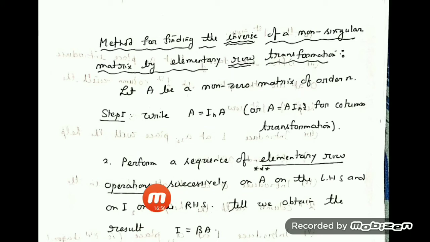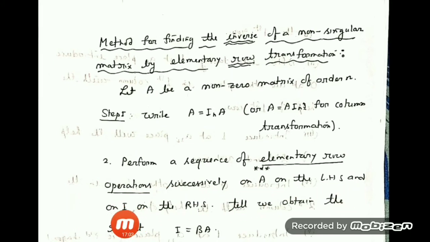Perform a sequence of elementary row transformations successively on A on the LHS and on I on the right hand side till we obtain the result as I is equal to BA. That means you have to apply transformation on A on the left hand side and I on the right hand side, until A converts to I, the identity matrix. The same transformation we apply here also, and this I will convert to a new matrix B. Then the result will become I is equal to BA.